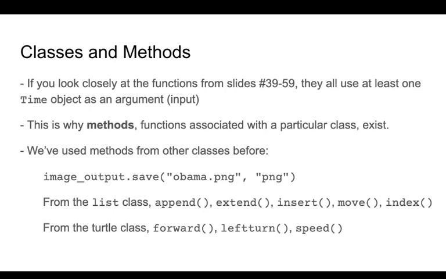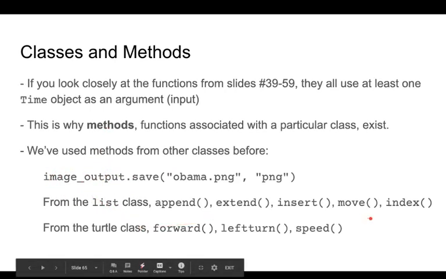And in Computer Programming B, we've used this before. In our image processing assignment we used this save function that belongs to the process imaging library. And all these list functions belong to the list class. For the turtle class, we've used forward, left turn, and speed. So these are examples of methods because they all belong to these specific objects.